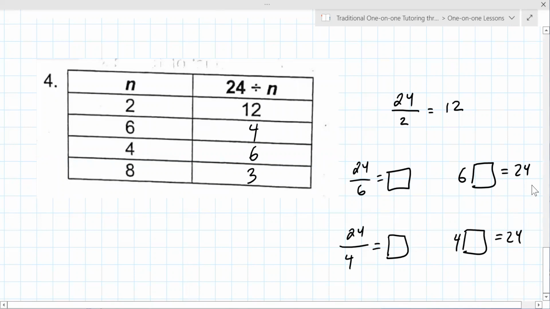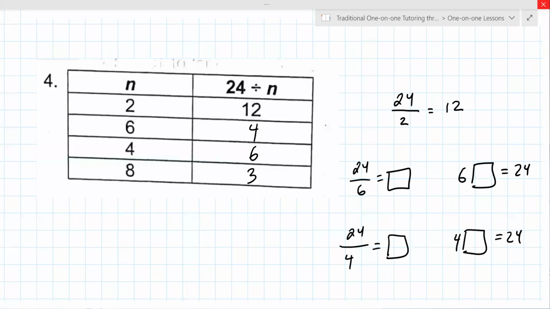Okay, let's try number... I want to do number 6 next. We'll probably have time to actually do all of it, but I want to make sure we get to the last page as well. Okay. Let's try 6.